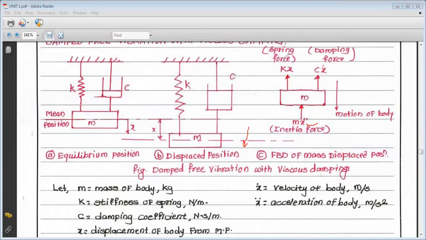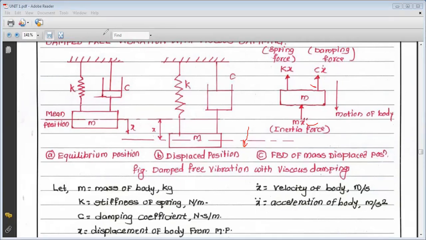Similarly, the spring force: its magnitude is k into x, and its direction is opposite to the displacement. Similarly, the damping force: its magnitude is cx dot, and the direction is opposite to the velocity. So these are the three forces.